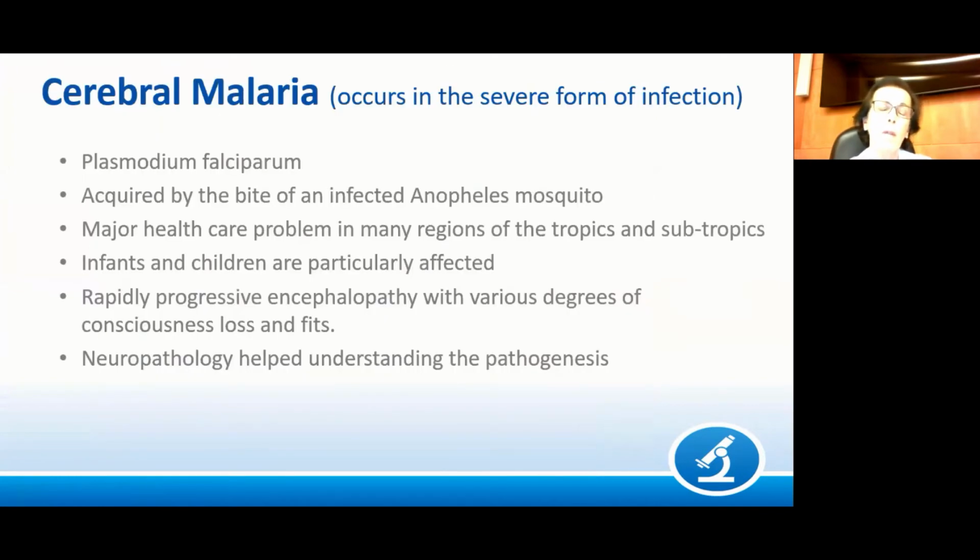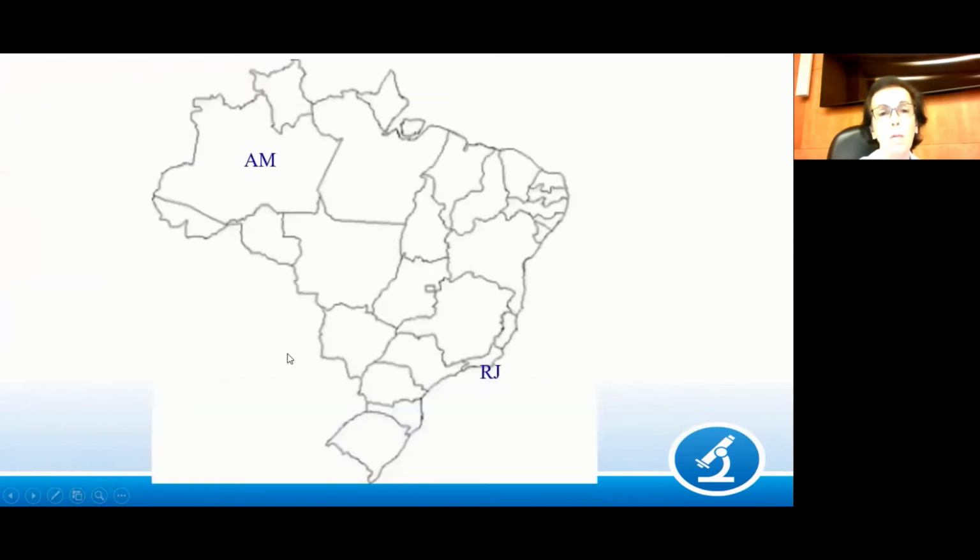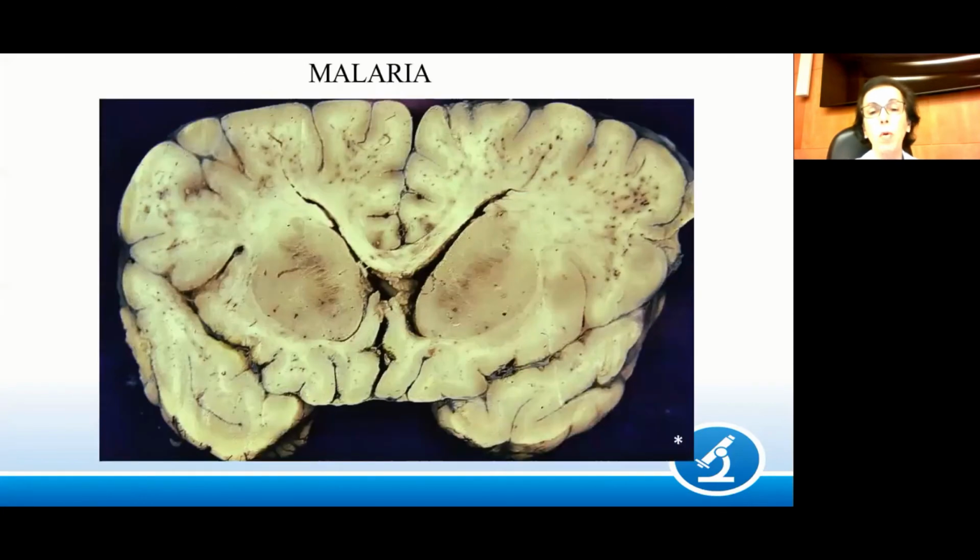Malaria also is a disease that I don't have experience with. Cerebral malaria occurs only in the severe form of the infection, caused by Plasmodium falciparum. I'm not going to talk about this. You can read, otherwise it will be long. But just to tell you that it is in the Amazon region that there is malaria, and also in the west of the country. But since I was working in this region here, a patient who went to this area got malaria, and he came back to be treated here, and he died. So I managed to examine his brain.